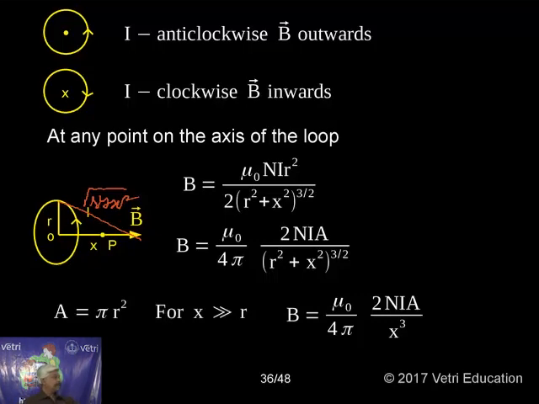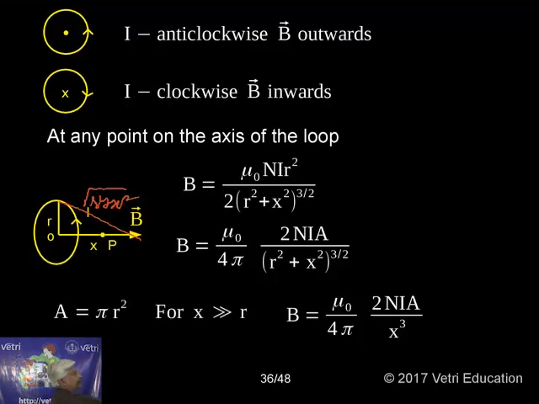Therefore, B is equal to mu naught by 4 pi, 2 N I A by R square plus X square whole power 3 by 2. If I put 4 pi, I have to multiply numerator and denominator by 2. What happened? 2 by 2, these 2 become 4. Therefore, mu naught by 4 pi, 2 N I A by R square plus X square. Why did I put this derivation? I can put the previous value.